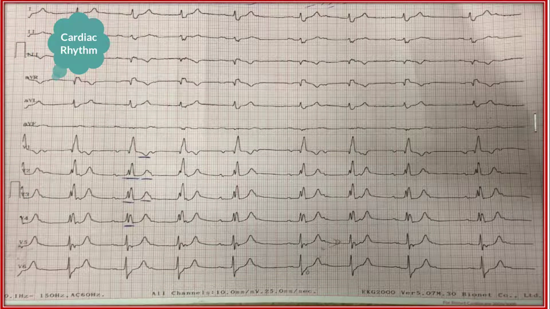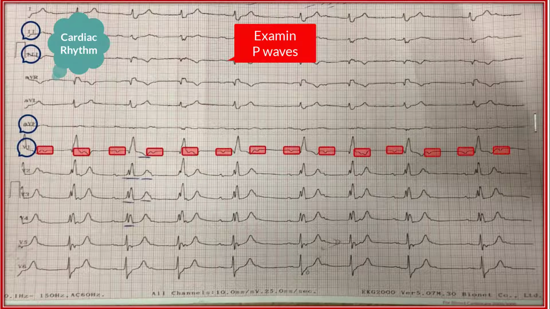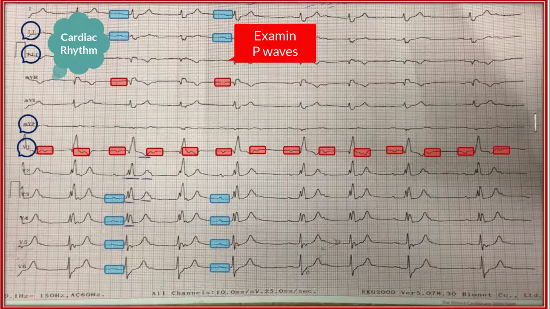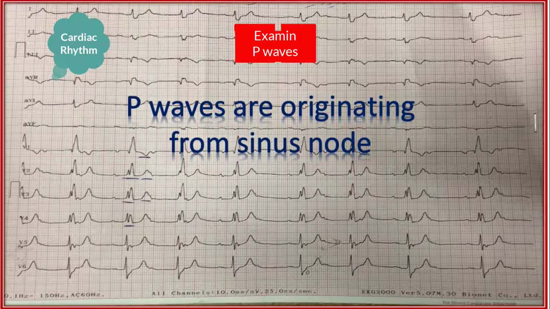Second, determine the cardiac rhythm. As we already said, there are three main steps to interpret every heart rhythm. 1. Locate and examine P-wave morphology. As we said before, the best leads to determine the P-waves are D2, V1 and other inferior leads. Here in V1, P-waves are clearly visible. As you see, the P-waves are identical and positive in D1, D2, V3 to V6 and negative in AVR, therefore P-waves are originating from the sinus node.